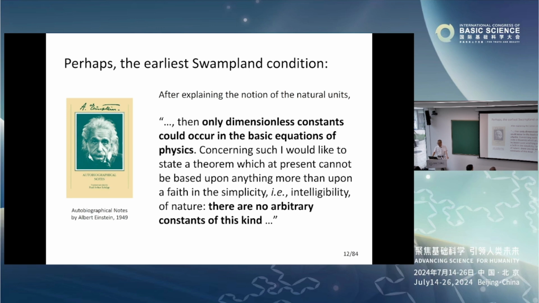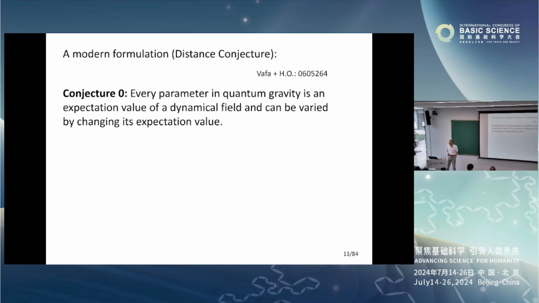And so he said, I'm quoting him, then only dimensionless constants could occur in the basic equation of physics. But then he said that concerning such, I would like to state a theorem, which at present cannot be based upon anything more than upon a faith in the simplicity, namely intelligibility of nature, that there are no arbitrary constants of this kind. Okay, so I claim that this is the first citation on the swampland.